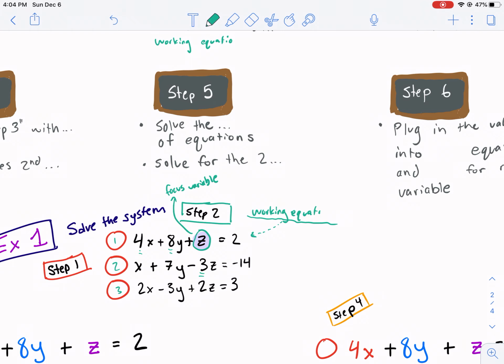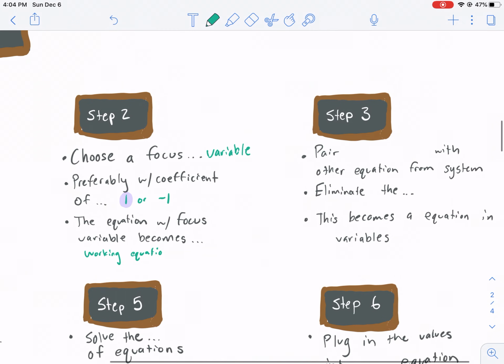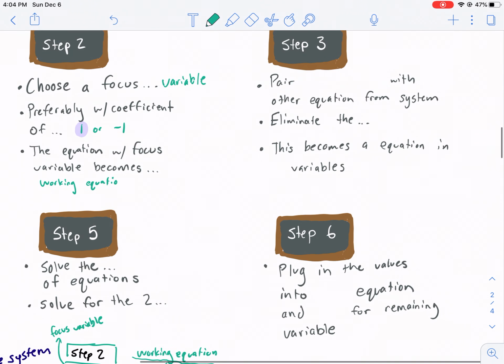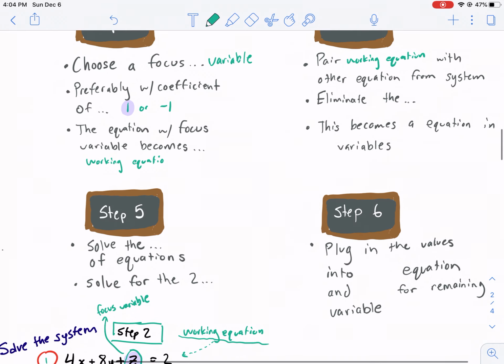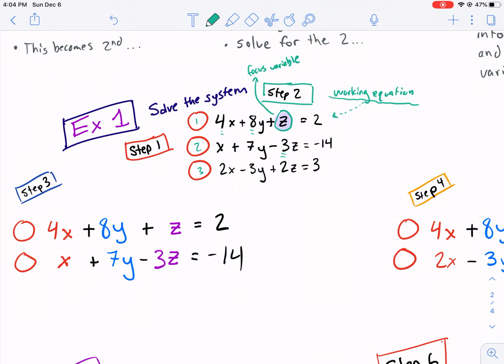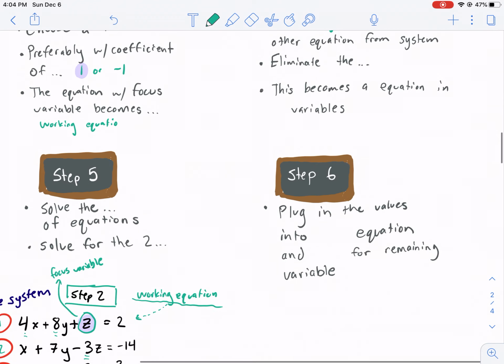All right, so we're done with step 2 already, and now we're ready for step 3. The reason why we label it the working equation is that we're going to be pairing the working equation with the other equations from the system. Which one? Well, eventually both, but for our third step, we're going to pair it up with the second one. Here's our working equation right here, already circled. So to start, we're going to pair it up with the second one.